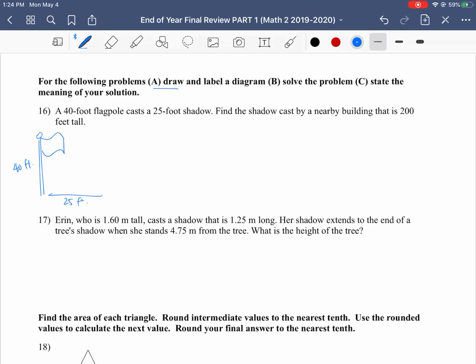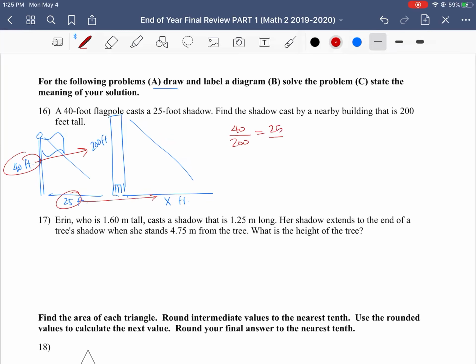It's casting a 25-foot shadow. Find the shadow cast by a nearby building that is 200 feet tall. Oh dear, this is not drawn to scale. Here's my 200-foot tall building, and it's casting a shadow over here, and we don't know what that is, so I'm going to write x feet. Now, clearly, that building is much taller than that flagpole. So again, we're just using the proportions that we looked at on the first page. Notice these are creating similar figures, right? Those proportionalities should hold. So we're just going to say, well, 40 is to 200 as the shadow is to this shadow.